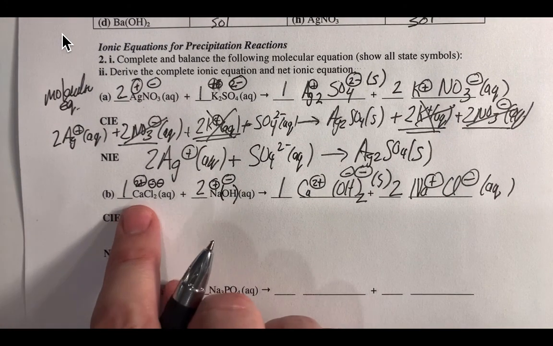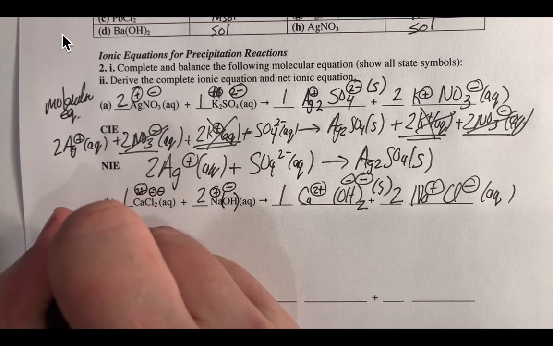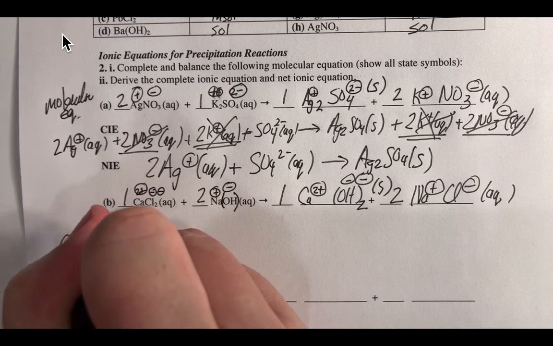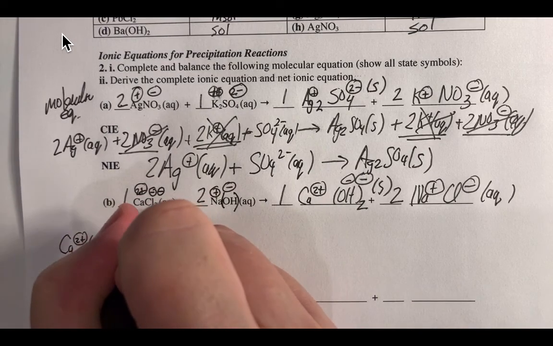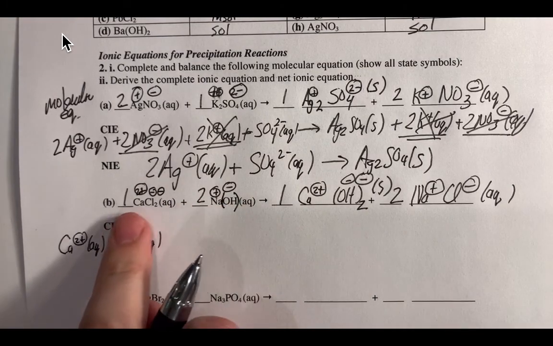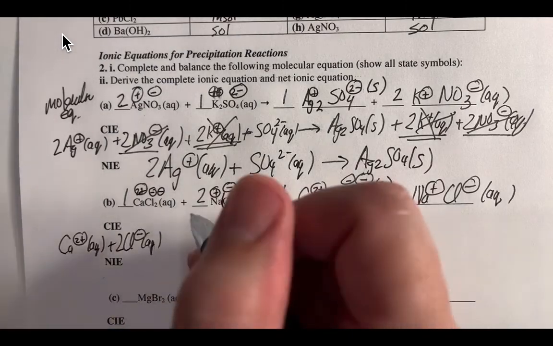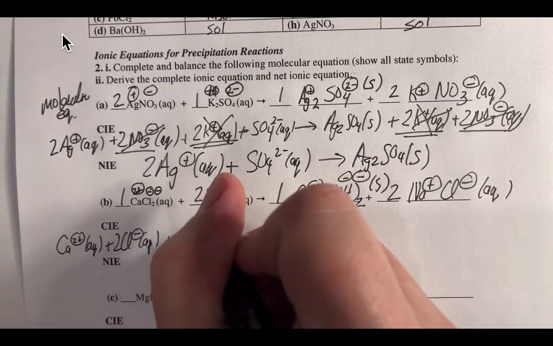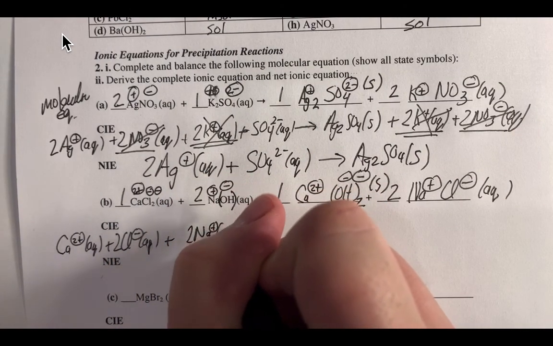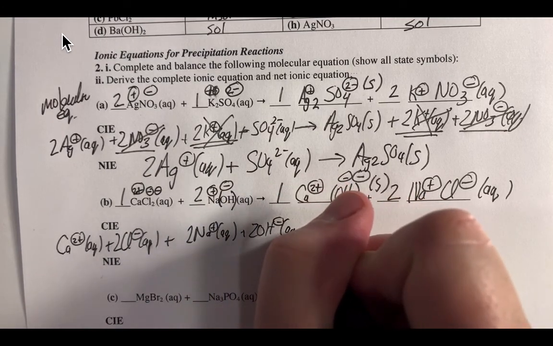Now anything that's written as aqueous, I'm going to write as separate ions. So calcium 2 plus aqueous, plus 2 Cl minus aqueous. CaCl2 is 2 Cl minuses. Then 2 sodiums, which are aqueous, and 2 hydroxides, which are aqueous.